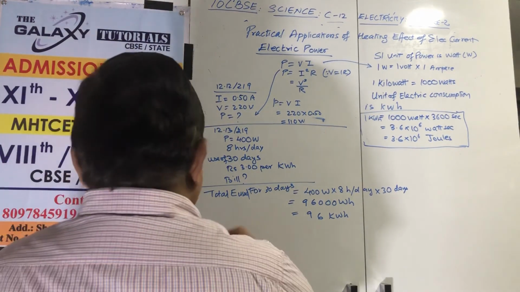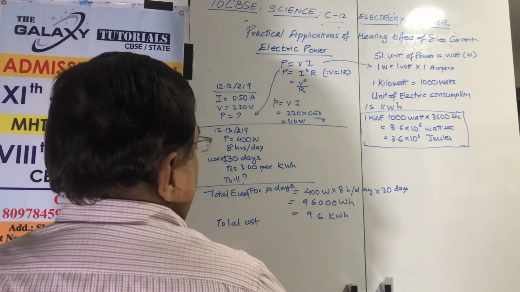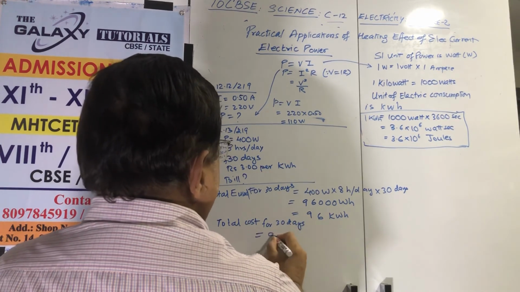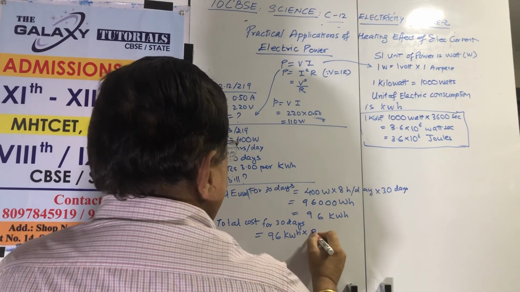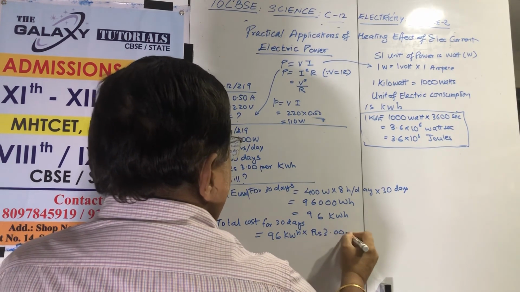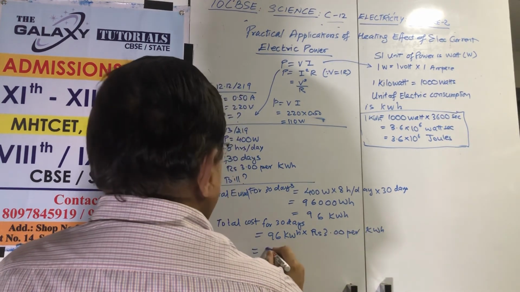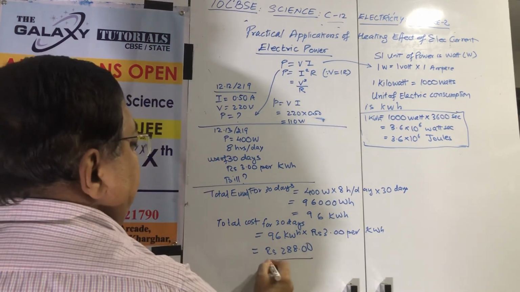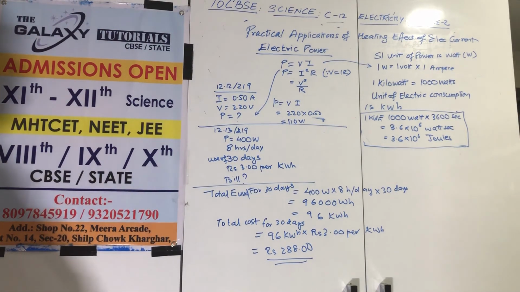Now, total cost for 30 days is, I have used 96 kilowatt hour and I have to pay rupees 3 per kilowatt hour. So I have to pay rupees 288 as my electric bill. That is how to do the sum. Yes, my friends, so simple. Keep track with me, so it will be easy for you.